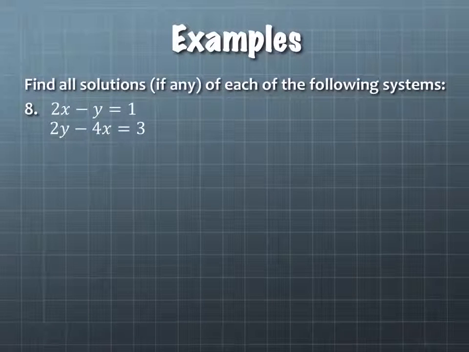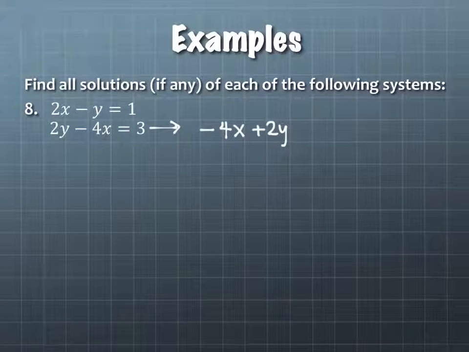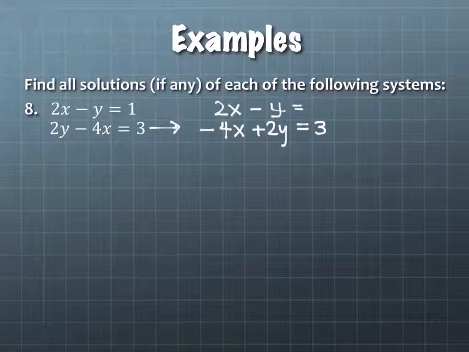Okay, so in order to work with these with elimination, they've got to be lined up. The x's have got to be in the same location, the y's in the same location. So the first thing I'm going to do is change the second equation so that I put the x first, because it's alphabetical order, right? And then the first equation will stay the same: 2x minus y equals 1. They're lined up.